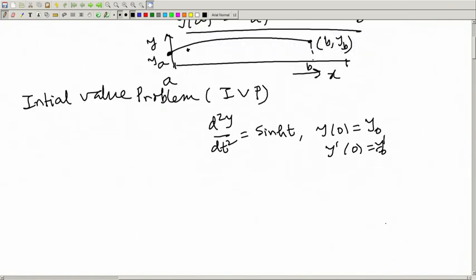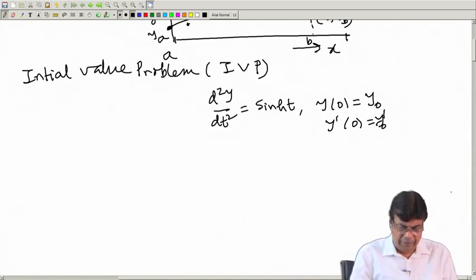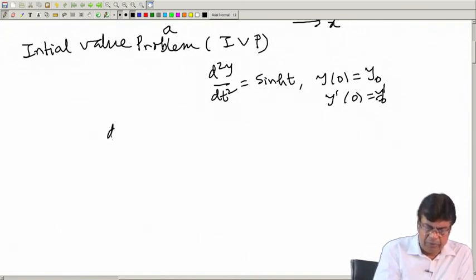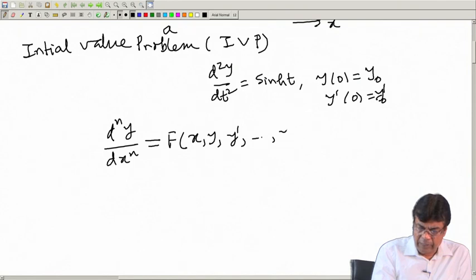Now, this IVP has an advantage: one can reduce the initial value problem to a single first order ordinary differential equation, or a system of first order differential equations. So, for example, if I have an nth order IVP, suppose your equation is given this way: d^n y / dx^n equal to some function f of x, y, y dash, up to the (n minus 1)th derivative.